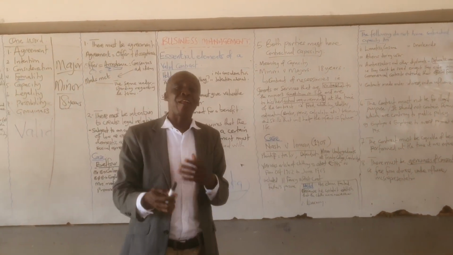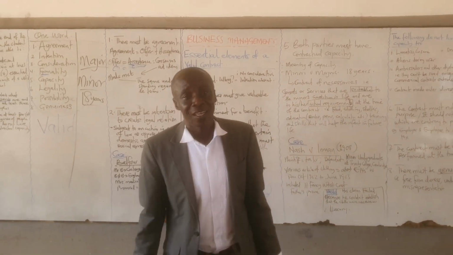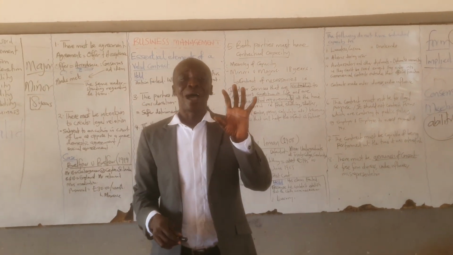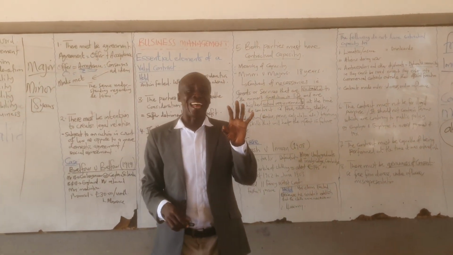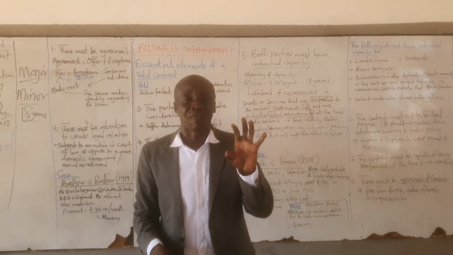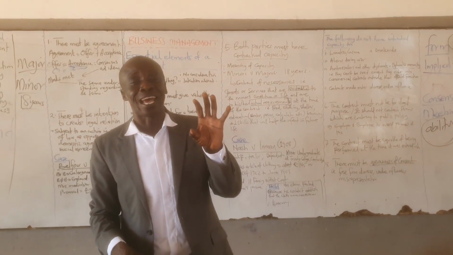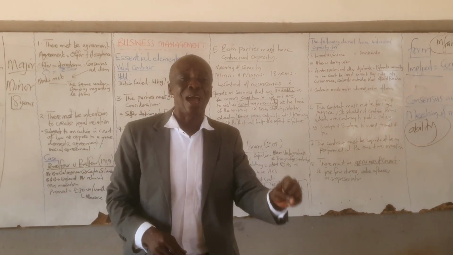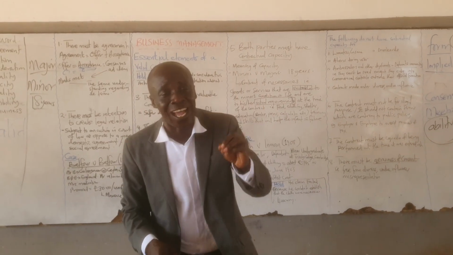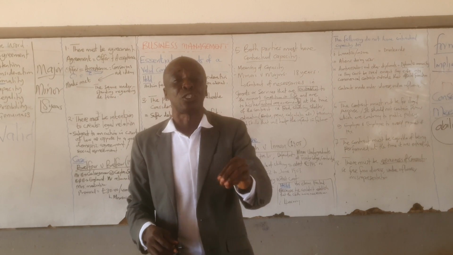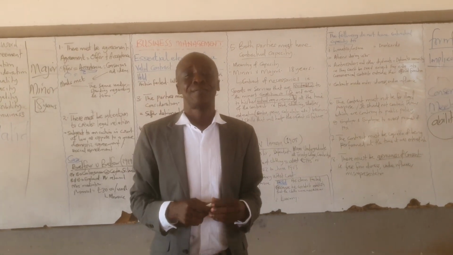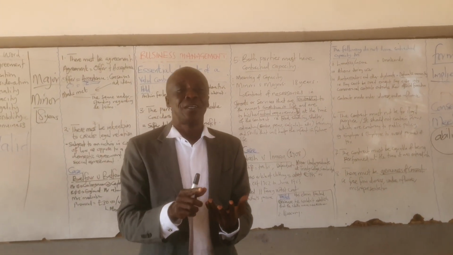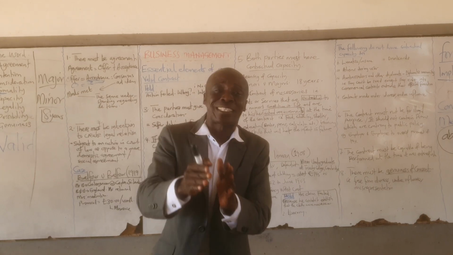Now, if a minor has limited contractual capacity, then what are the contracts that a minor can enter into? Remember, we are talking about the essential elements of a valid contract, and we said that both parties must have contractual capacity. To say that you have contractual capacity means you have the ability to enter into contract. And if you have ability to enter into contract, it means you are a major, you are not a minor. And if you are a minor, it means you are below 18. And so we have known that minors have limited contractual capacity.